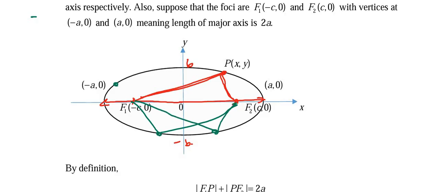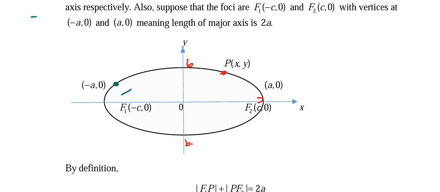Even if you pick a point there, the distance from f1 to f2, the summation of this distance and that, they'll give you the same answer. That's what makes an ellipse so special and interesting. That's the reason why we have it.